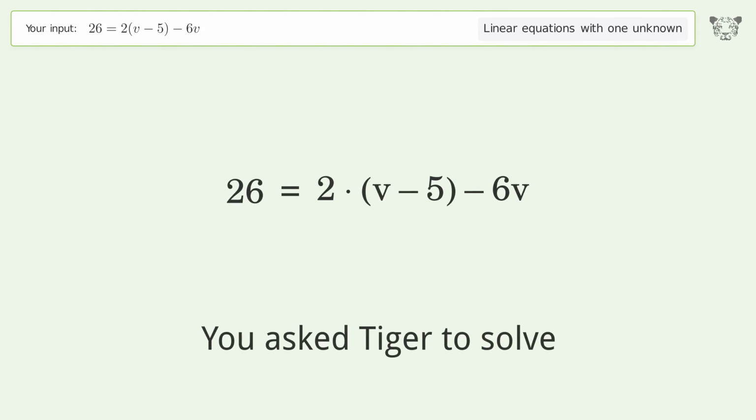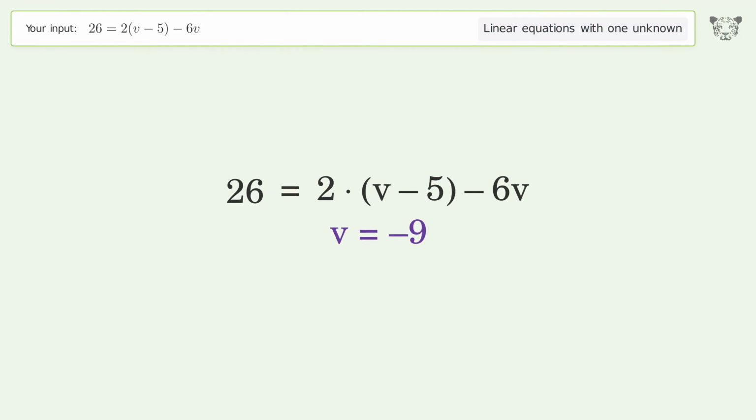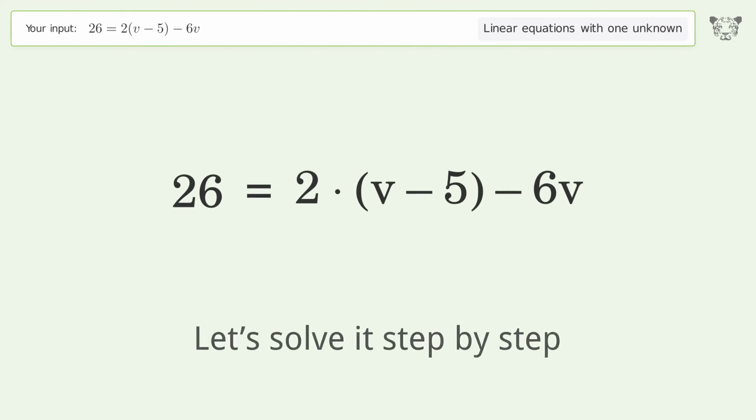You ask Tiger to solve. This deals with linear equations with one unknown. The final result is v equals -9. Let's solve it step by step.